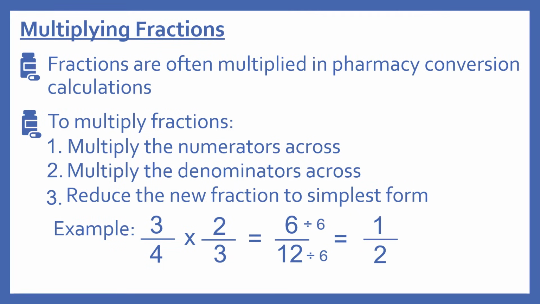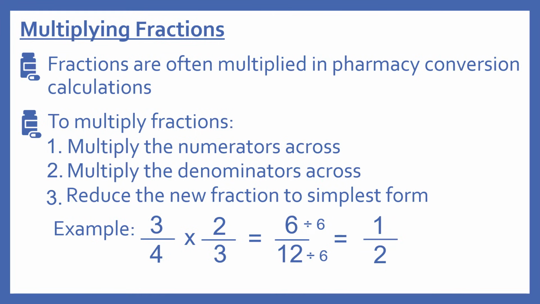Now we'll look at multiplying fractions. So fractions are often multiplied in pharmacy conversion calculations. So to multiply fractions, first we're going to multiply the numerators across. Remember that's the top number. And then we're going to multiply the denominators across. That's on the bottom. And then we're going to reduce the new fraction to its simplest form.